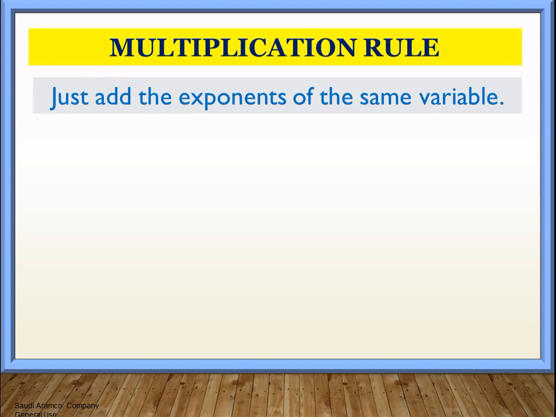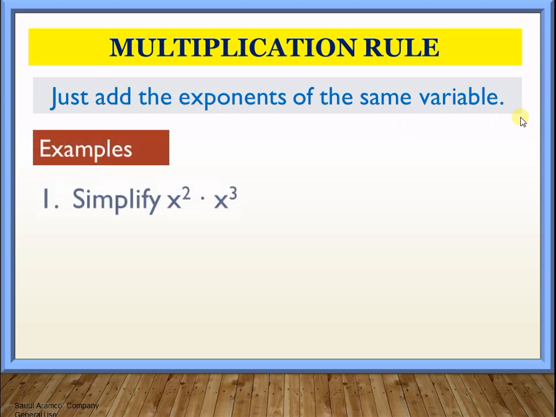Multiplication rule. The procedure is just simply add the exponent of the same variable. So what do I mean by that? The variables here are x and the operation is multiplication. So what we're going to do if we're multiplying, we just add the exponents. So we have x to the fifth.